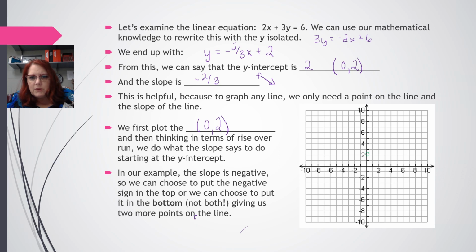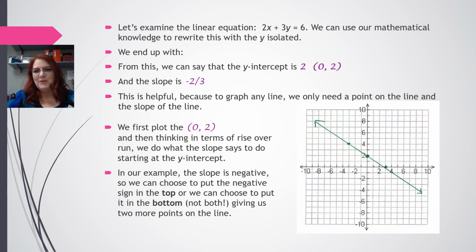From that point, rise over run, I'm going to go down 2 and to the right 3. Or I could do it the other direction: up 2 and to the left 3. That's going to give me this point. Anyway, all three are on the same line, and that is what the line will look like. And there's our beautiful line.